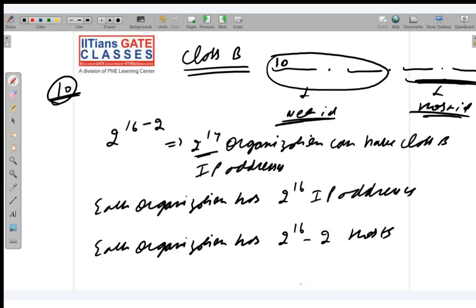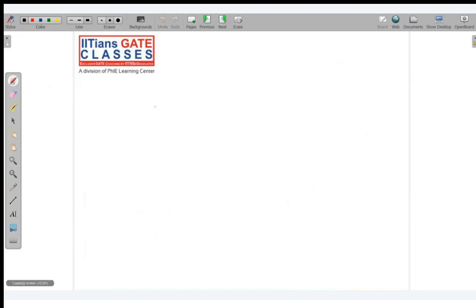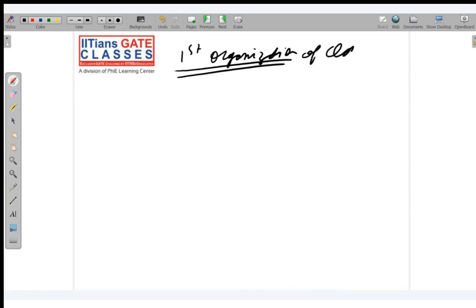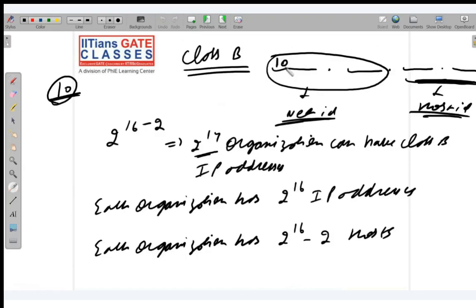Okay, so please take a snapshot. I will jump to the next slide. So now I want you to tell me, first organization of class B, how will it look? Try to find the octet. 1 0, so here all zeros will be there. So 1 followed by 7 zeros, that is nothing but 128. And here all zeros obviously. So 128.0 and here also zeros.